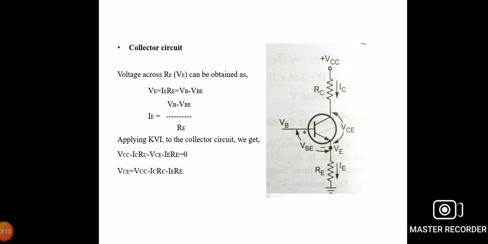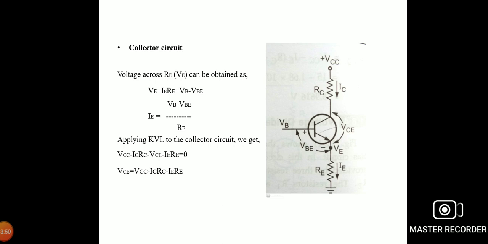The voltage across the emitter resistance is the emitter voltage, equal to IE into RE, which equals VB minus VBE. Here IE is equal to VB minus VBE divided by RE. Applying Kirchhoff's voltage law to the collector circuit, we get the collector-emitter voltage VCE equal to the supply voltage minus the collector current into collector resistance, minus the emitter current into emitter resistance.